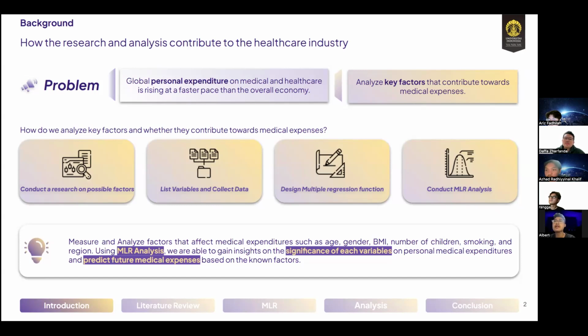So how do we analyze the key factors? First, we conduct research on possible factors, and then we list the variables and collect data. Then we design the multiple regression function, and finally, we conduct the MLR analysis. The objective of our research is to use MLR analysis to gain insight regarding the significance of each variable on personal medical expenditures and predict future medical expenses based on the known factors. Next, please.